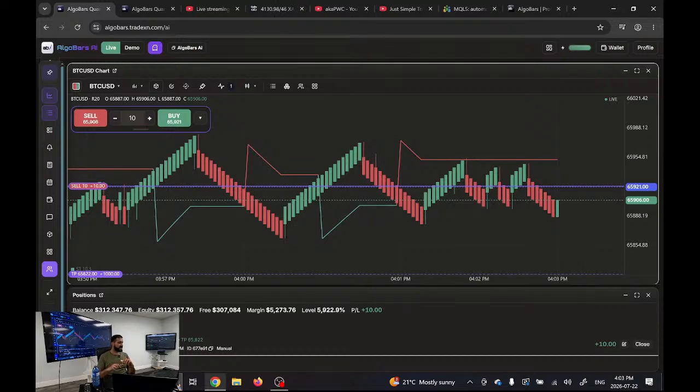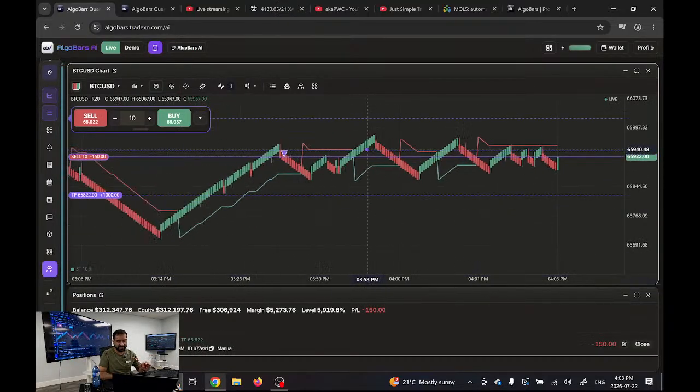So for anyone who is just joining, welcome to the live. I'm here every single day doing live trades, showing you guys exactly how I make $2,000 to $5,000 a day. And this is our first trade of the day. The market's just kind of been hovering around this area. So we're just gonna wait for it to do its thing.